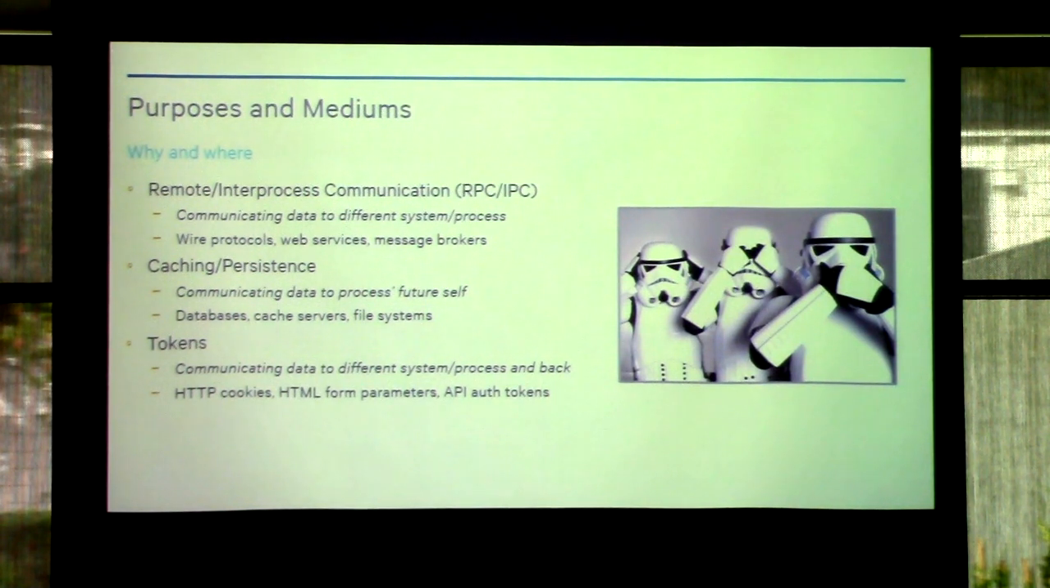An interesting thing about serialization is that you see it in a lot more places than you'd expect. We've seen it in a lot of different places in assessments. Here's a list of some general areas. You see a lot of it in communication between processes and systems, usually in the form of wire protocols, web services, and message brokers. You'll also see it in persistence mechanisms: databases, file systems, caches, sometimes distributed caches like Redis, memcache, etc. And then you have another common medium, which I'm calling tokens. That's usually where a server takes a piece of information, hands it off to a client, and then expects that client to hand it back. Those are usually in the form of cookies, form parameters, and auth tokens.